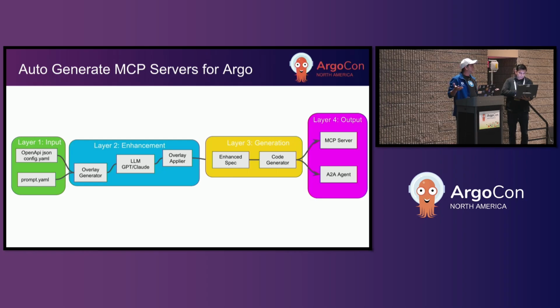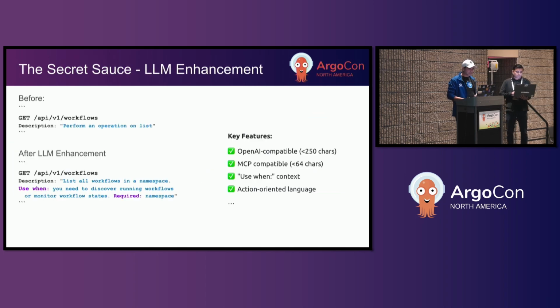So in a minute or two, suddenly we have Argo Rollouts and Argo Workflows MCP servers running. For a quick test or integration, we can also generate an A2A agent. Those are the two protocols you work with in these agentic workflows. If you're building an internal developer platform, you'll be working with MCP and A2A.